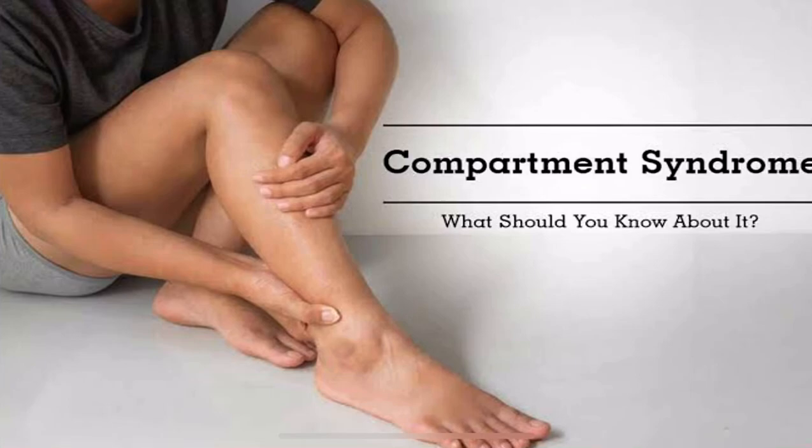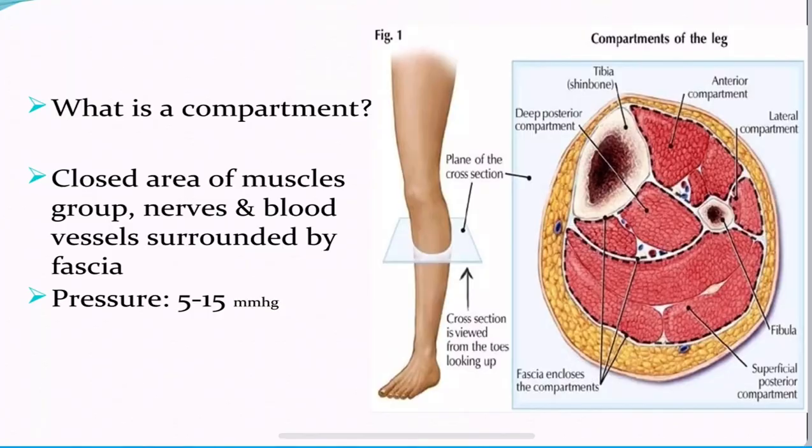Welcome back. In this video, we are going to discuss compartment syndrome. Before understanding compartment syndrome, we need to know what a compartment is. A compartment is the closed area of muscle groups, nerves, and blood vessels which are supplying the muscles, and it is surrounded by the fascia. The pressure in the compartment is 5 to 15 mmHg.